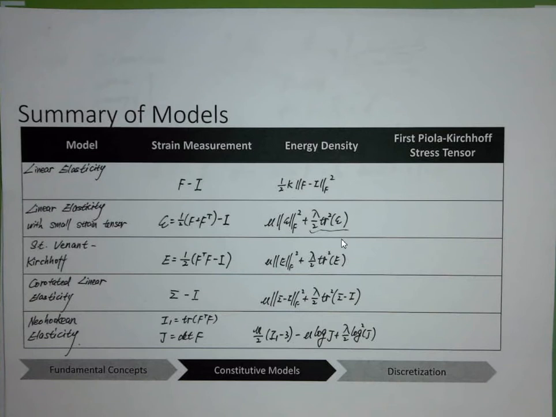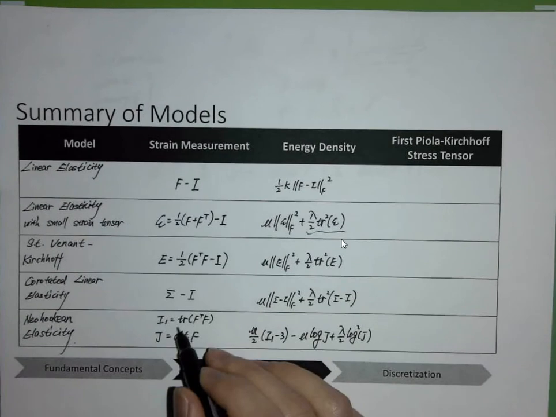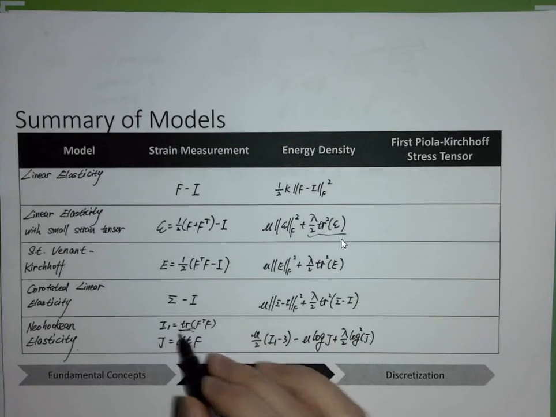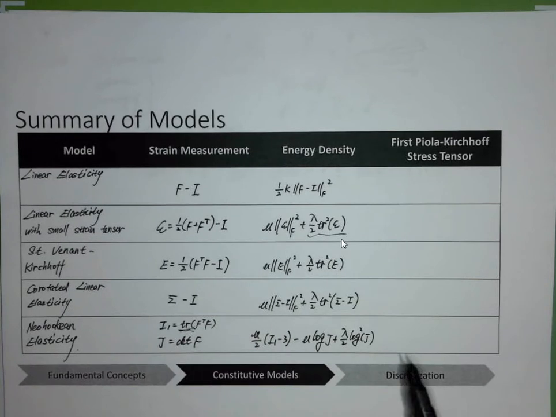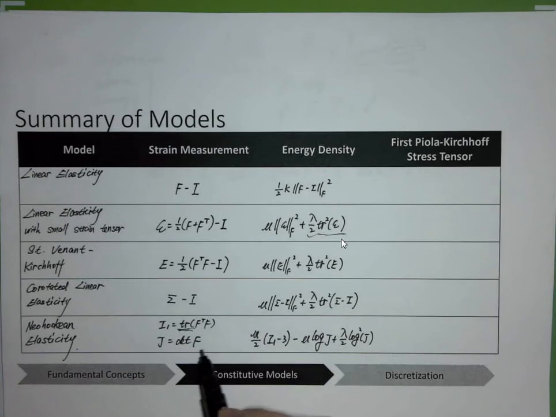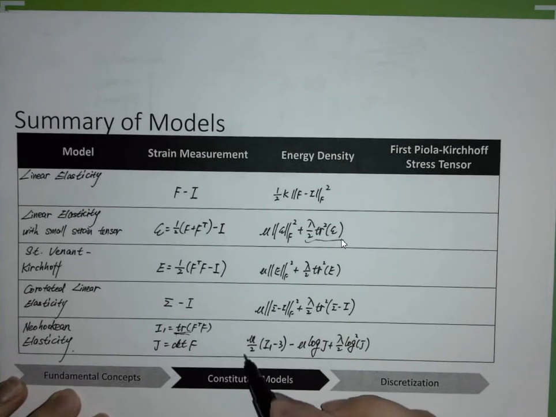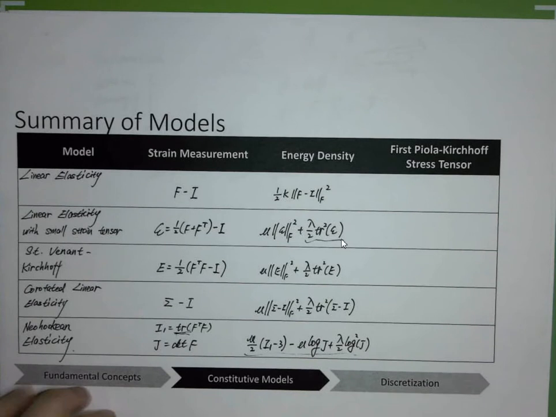I was a little bit wrong last week, on Monday, because on Monday I said I1 is determinant of F transpose F. Actually, it's trace of F transpose F. So it was wrong in Monday's class. And it's measuring the trace of F transpose F and the determinant of F as the measurement. And you can write down the energy density as something like this. It's more complicated. This one is nice because it's also inversion free.